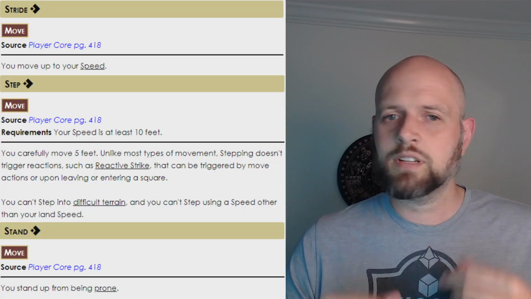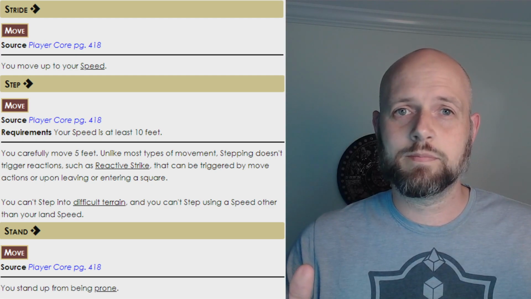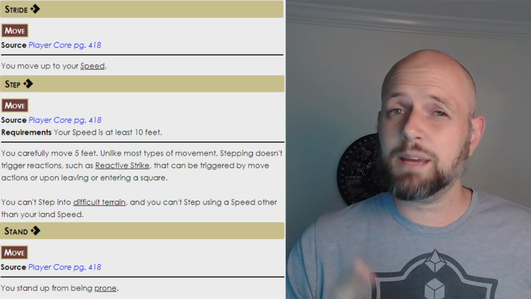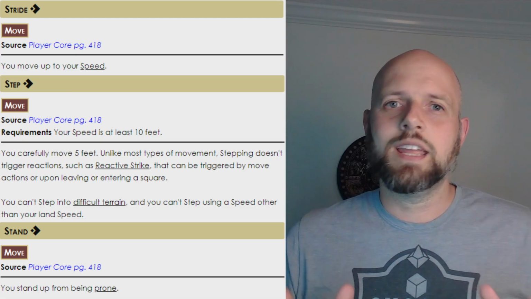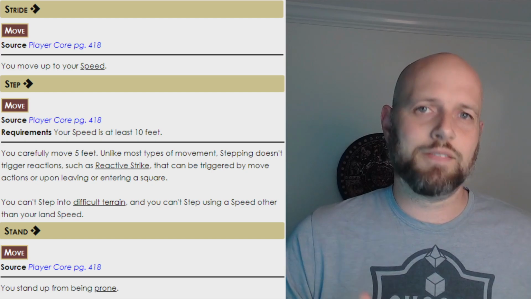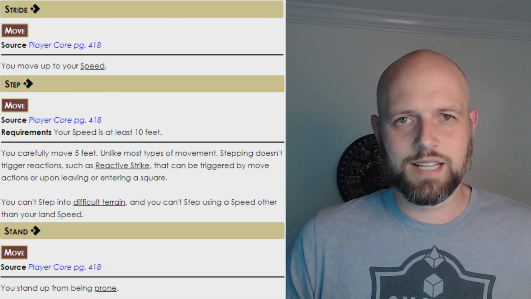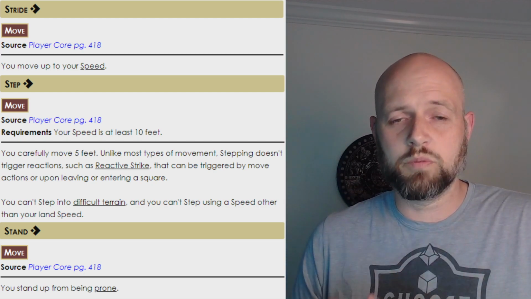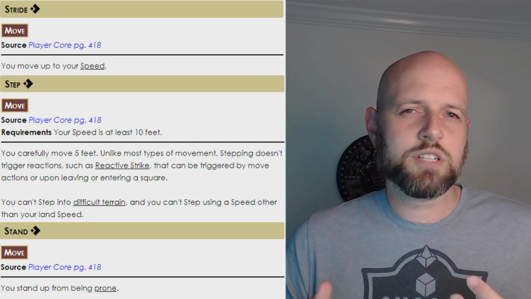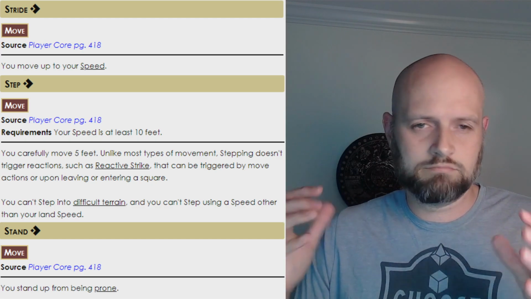The one you know best is called stride. 1 action, move up to your movement speed. Fantastic. Nice and simple. But you could also take a step action. That's also 1 action. You only move 5 feet, but if some creature you're next to does have an ability that lets them take some sort of reactive strike against you, they don't get to take that strike if you take the step action to get away. So it's a nice way to move away if you're, say, a little on the squishier side and just don't want to get hit, but still need to create a little distance before you start running.